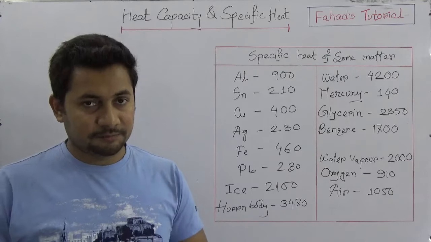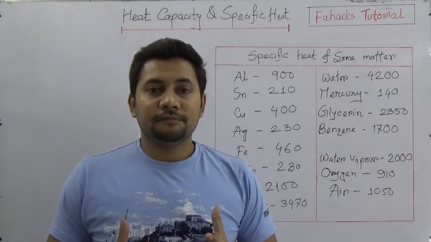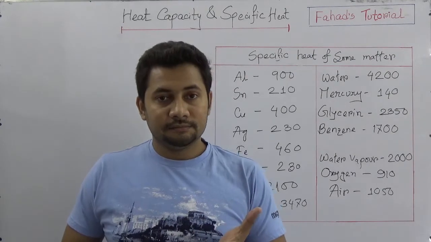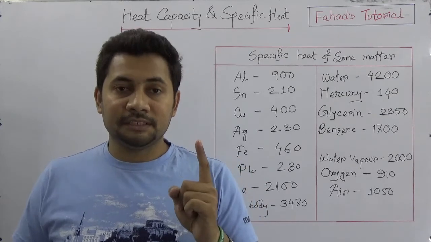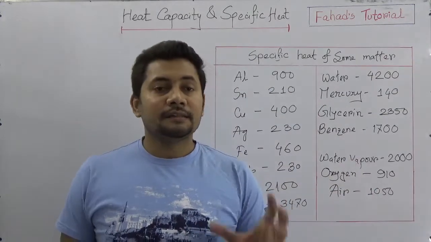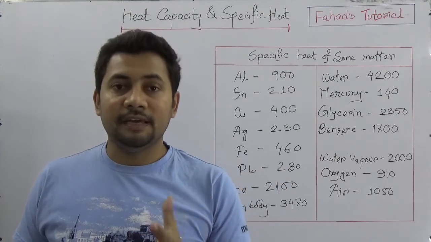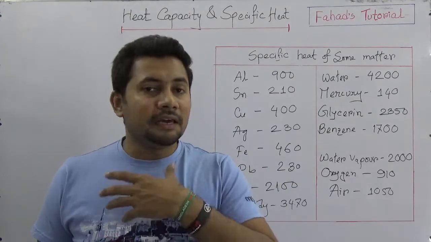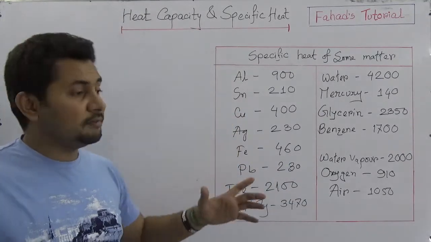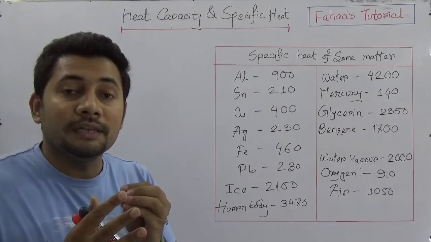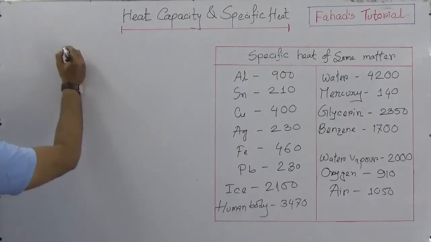So what is heat capacity? It is the amount of heat required to increase the temperature of any material by 1 Kelvin. That doesn't mean there is a specific mass of anything. It can be anything, like 5 kilograms of aluminium, 10 kilograms of silver, and so on. Heat capacity is expressed as C.